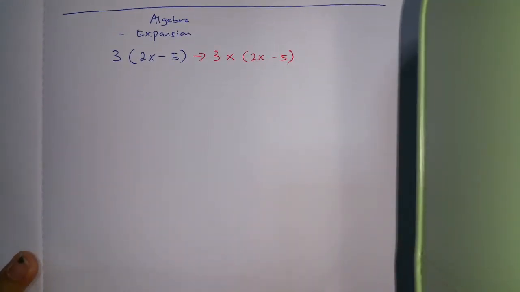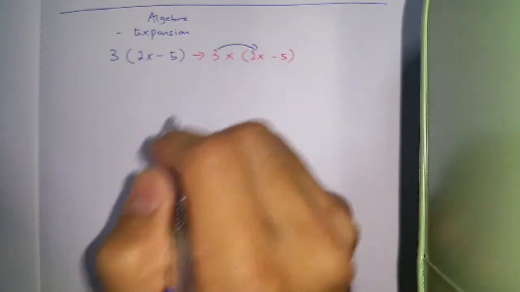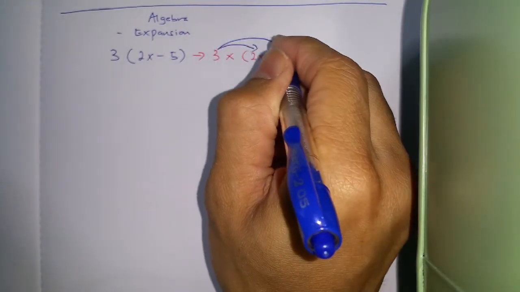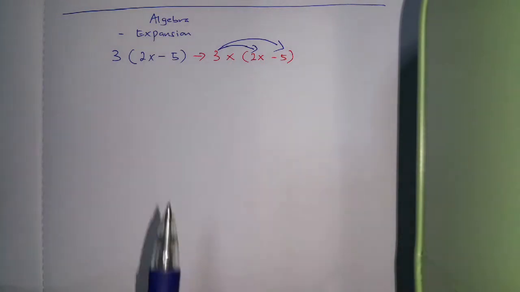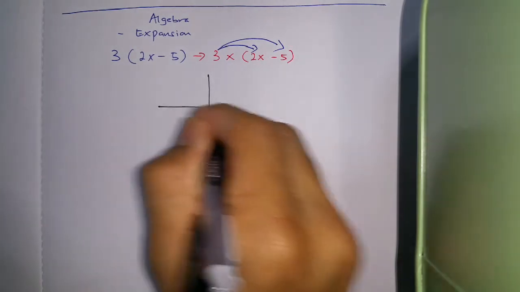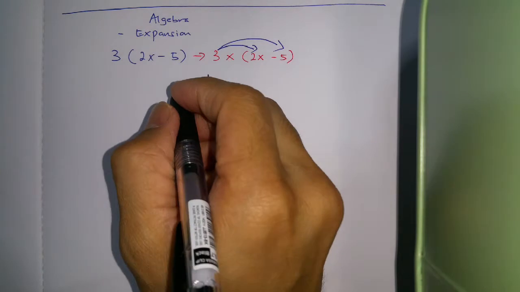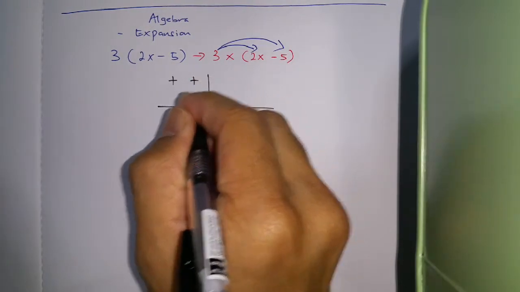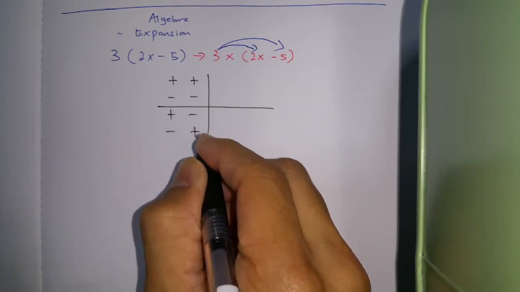So how to do this is basically this number 3 you multiply by 2x, and this number 3 multiplied by this negative 5. Before I move on, there is a very important concept that you must understand. This is about multiplication. I'm going to draw 4 boxes here, four different grids. I'm going to have a plus and a plus, a minus and a minus, plus and minus, minus and a plus.